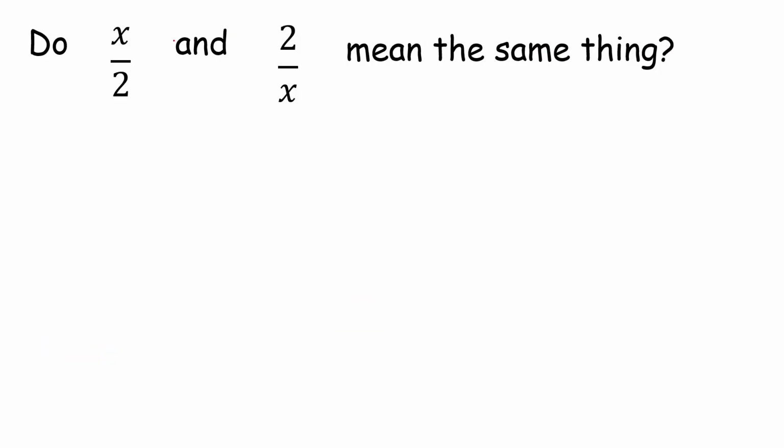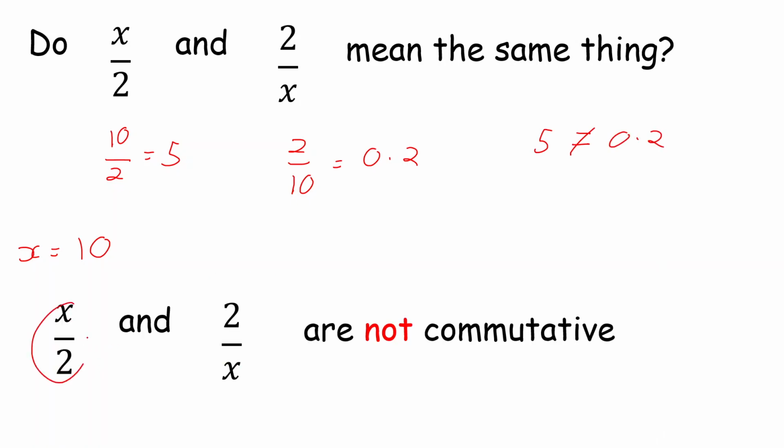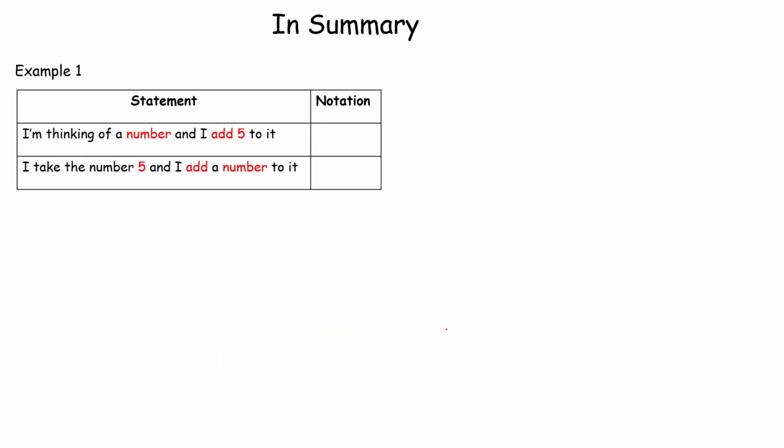And then again, do x divided by 2 and 2 divided by x mean the same thing? I might say in class, somebody give me a value of x, and someone might say, well, x is equal to 10, for example. And I say, okay, if x is equal to 10, we've got 10 divided by 2, which is 5. And over here, what's 2 divided by x, which is 10? 2 divided by 10 is 0.2. You can clearly see that 5 is not equal to 0.2. So we say division, x over 2 and 2 divided by x, are not commutative, which is really, really important.